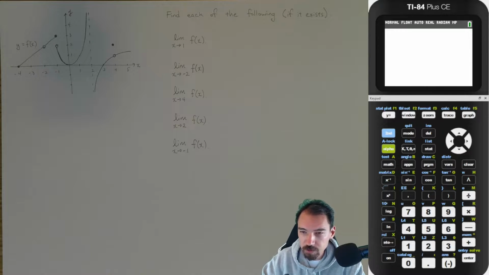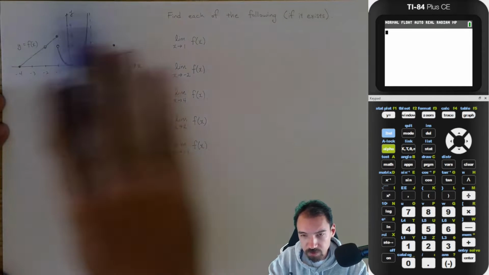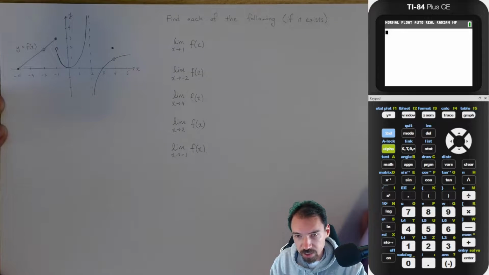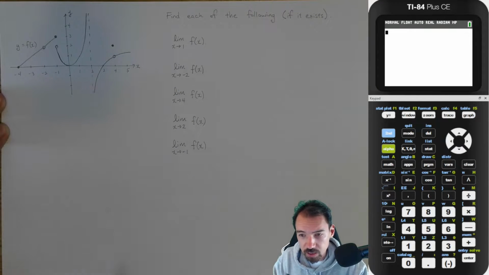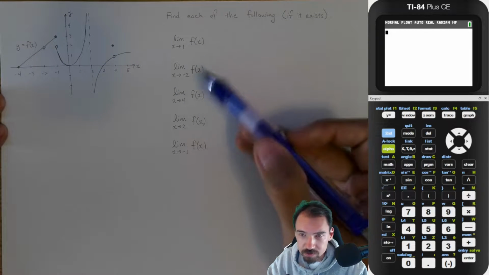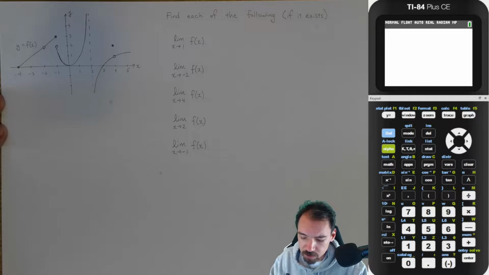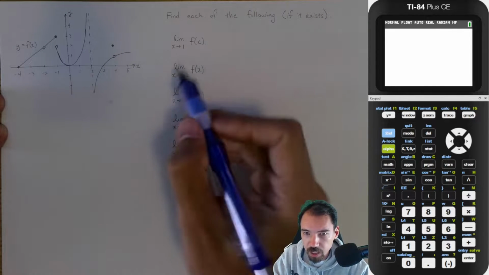Hey friends, so it is the first week of calculus and we get to talk about limits. So the problem at hand is we're given a graph of y equals f of x, and we need to find each of these things if the thing exists. So first things first, how do we read this?